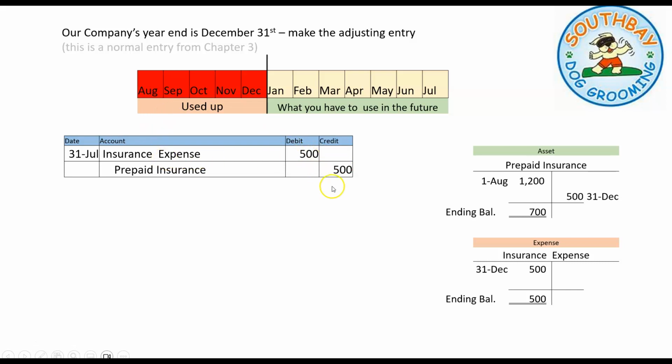So we're going to debit our insurance expense. So that shows up on my income statement that, yeah, it's taken $500 in insurance to run the company through this year that we're going to look back and report on. And forward thinking, if we're thinking about our balance sheet and what we have, 7 months worth of insurance left to use in the future as of December 31st. So again, we're focusing on the balance of our accounts, making them right with an adjusting entry.